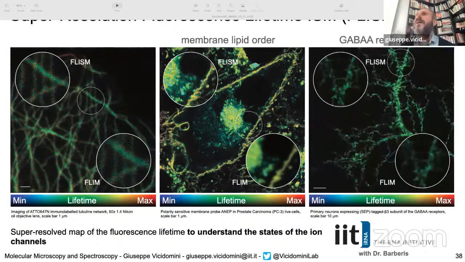Another example that we are running in our lab is to use the lifetime to understand whether a GABA receptor is open or closed by simply measuring the fluorescence lifetime of a GFP protein.